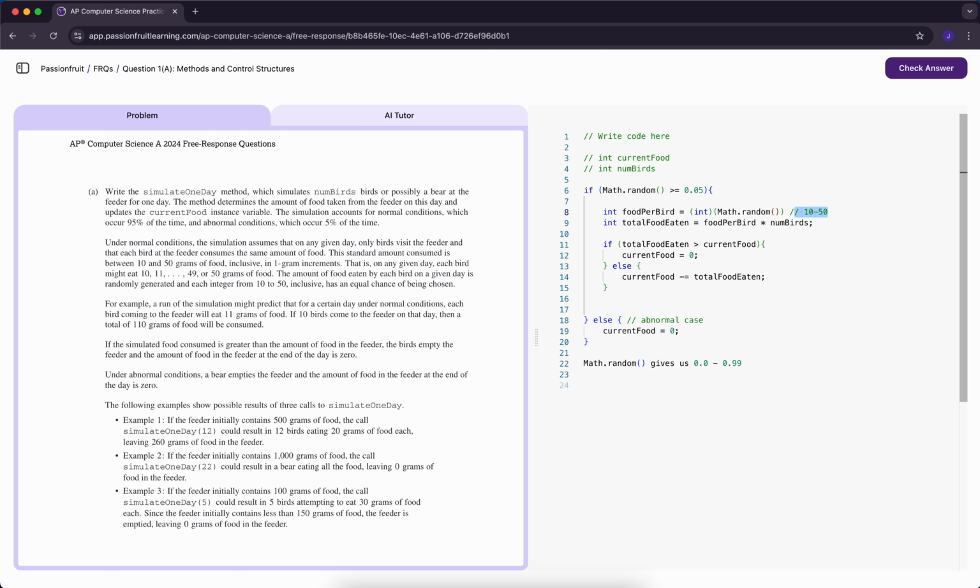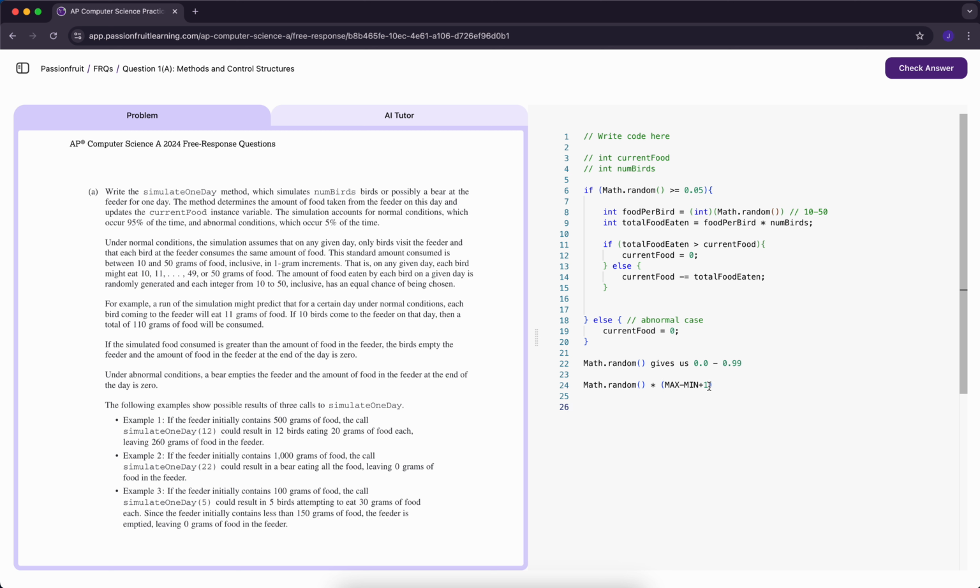Now, how do we generate a number between 10 through 50? This actually happens quite often in the FRQ section of the APCSA exam, so this is good to know. It might happen in the 2025 exam or in future years. So the formula, we'll start with the formula. The formula to generate a number between a max number and a minimum number inclusive is math.random times max minus the min plus 1.